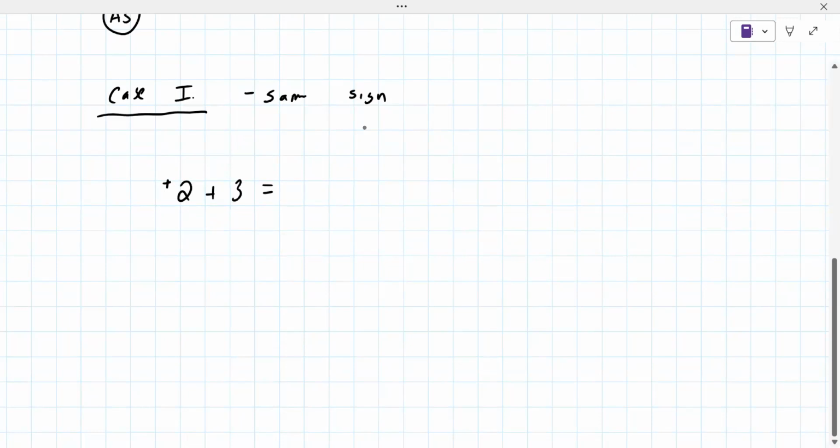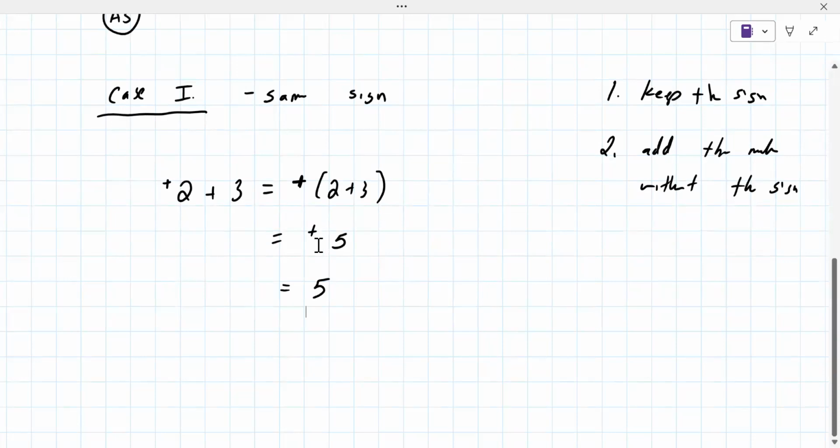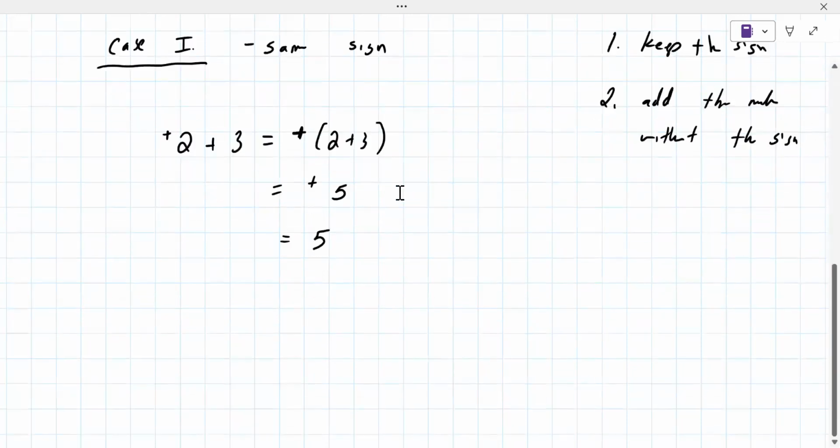So when they are same sign, here's the rule. You keep the sign. Now you already do this without writing it down, but you know to keep the sign. Then the second thing you do is you add the numbers without the sign. You know to add 2 plus 3, which is 5, and your answer is +5. Even though I wrote all these steps, you know how to get to here. But we're learning this rule for the following possibility.